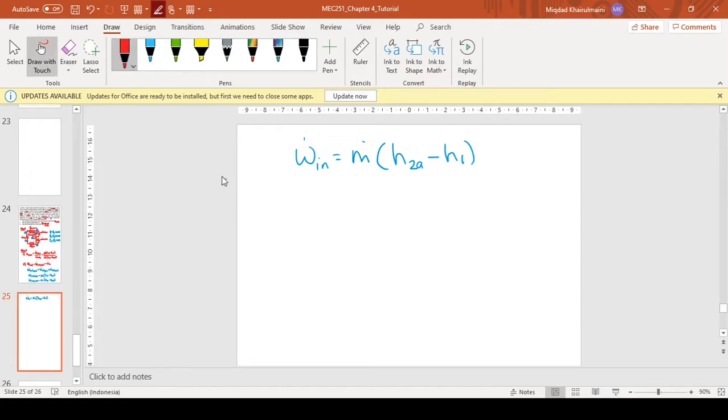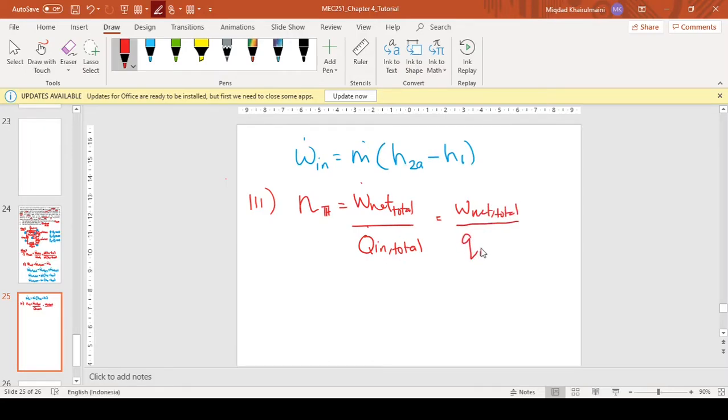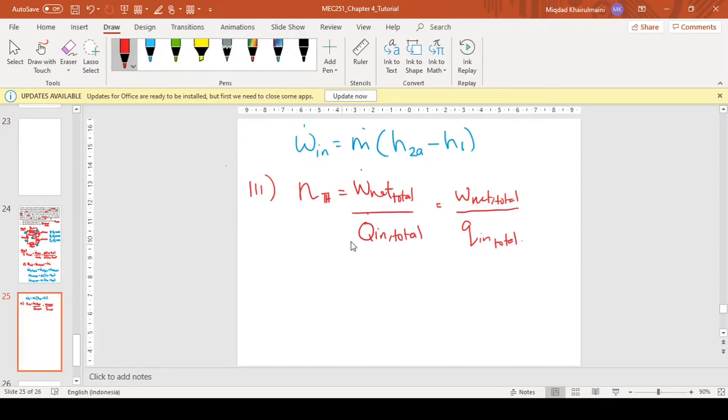For number 3, we have to find the thermal efficiency. So we can write the equation for thermal efficiency. It is equal to the work net total over the Q in total. Or we can use lowercase letters: work net over Q in total. For work net we have calculated. We haven't calculated the Q in.